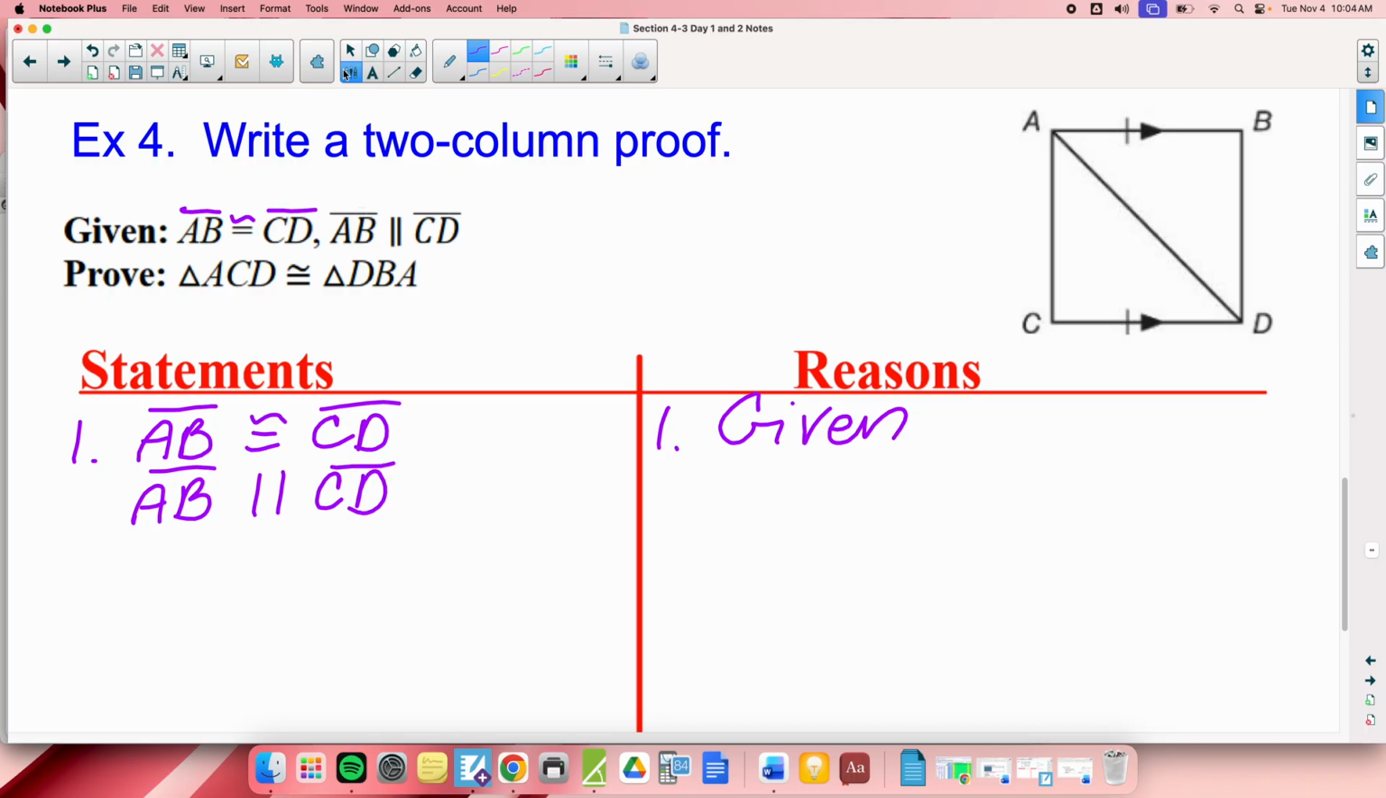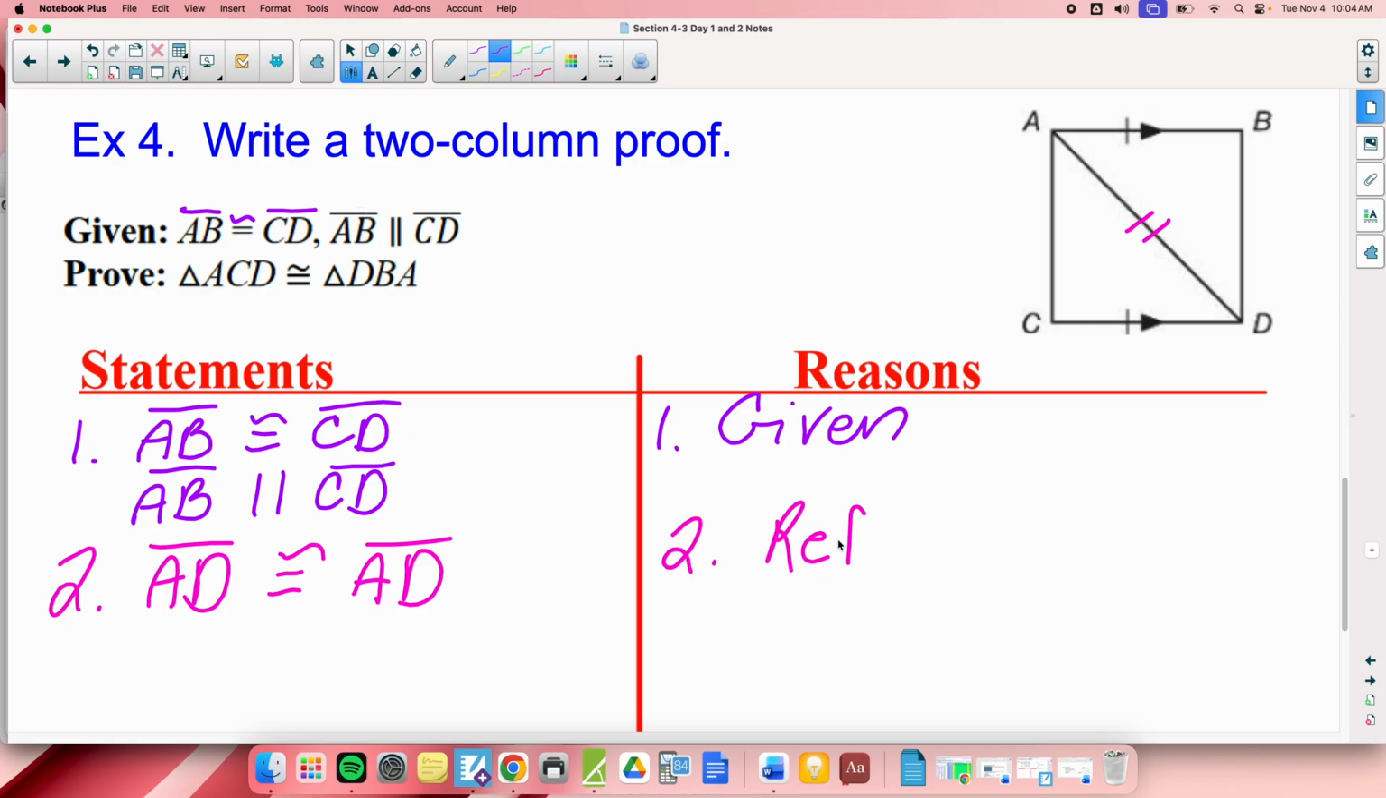Now, does anyone see something else we could do? Reflexive property, very good. So since this has one dash, for this I'm gonna use two dashes, and I'm gonna say segment AD is congruent to segment AD, and that is by reflexive property.